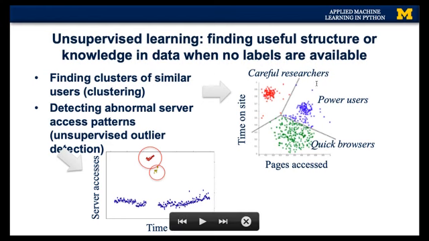Detecting abnormal server access patterns, unsupervised outlier detection. For example, this is server access and the time they spend. So normally the regular users are on this pattern, but those who have malicious intent, they are of this type. So we can determine the different server access and the time they are using to understand how to protect our server from different hackers.